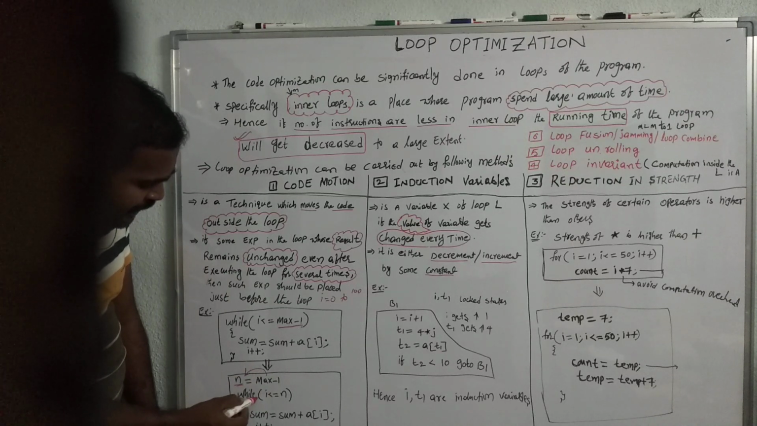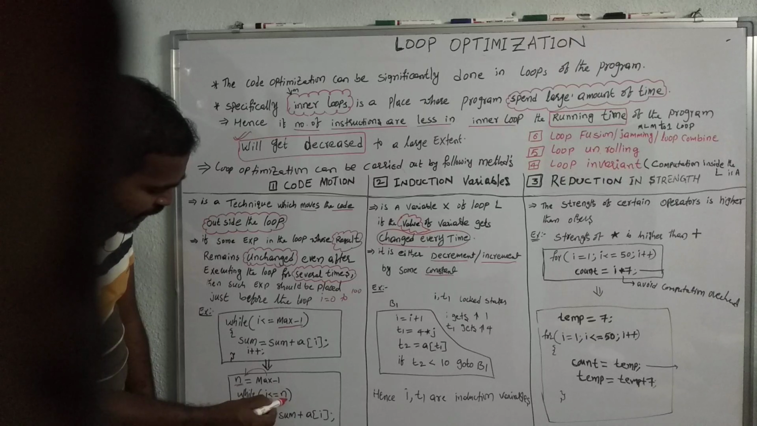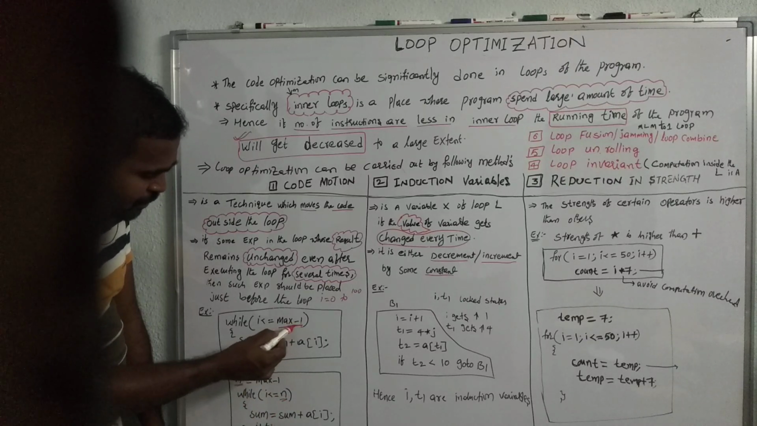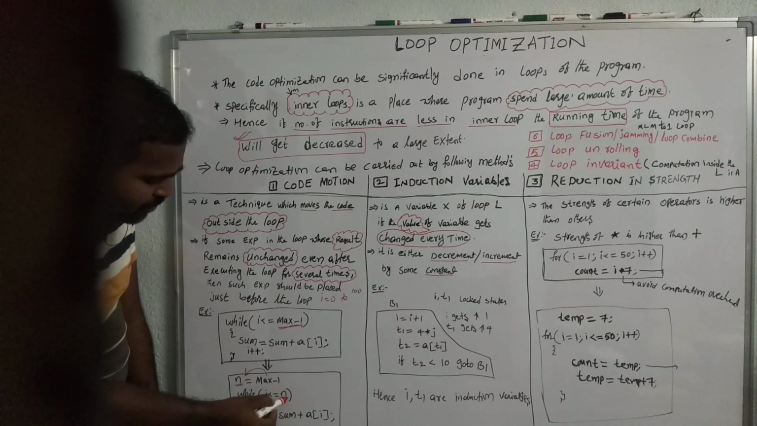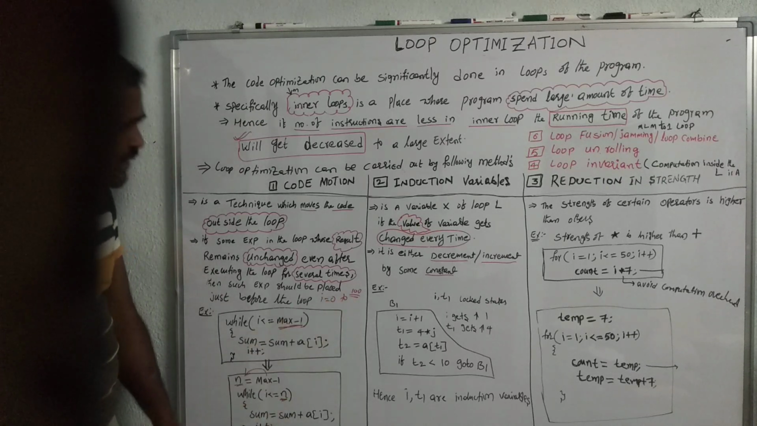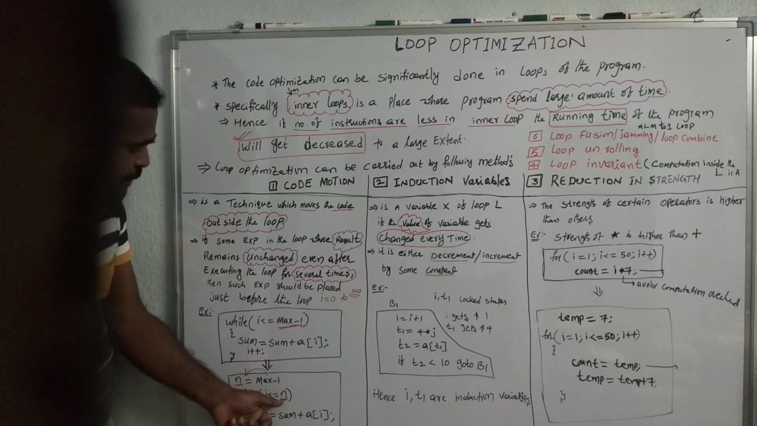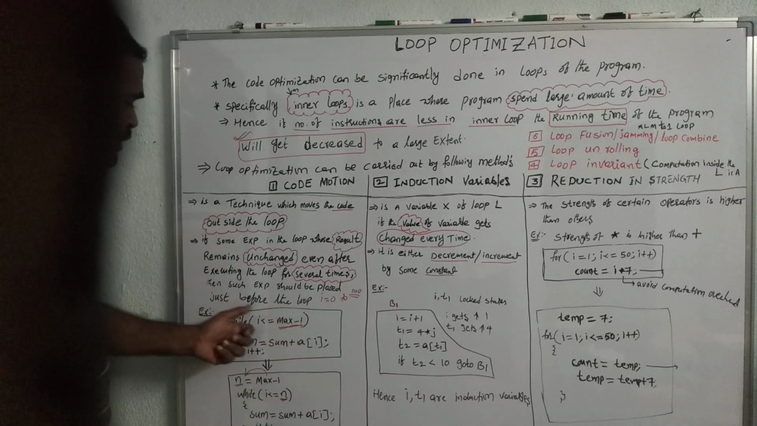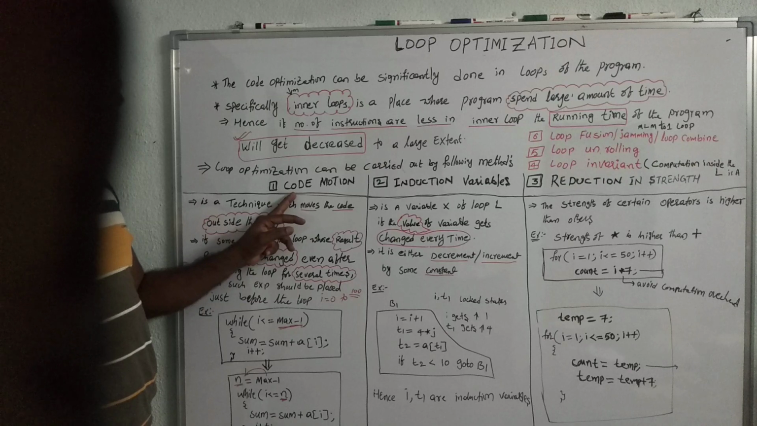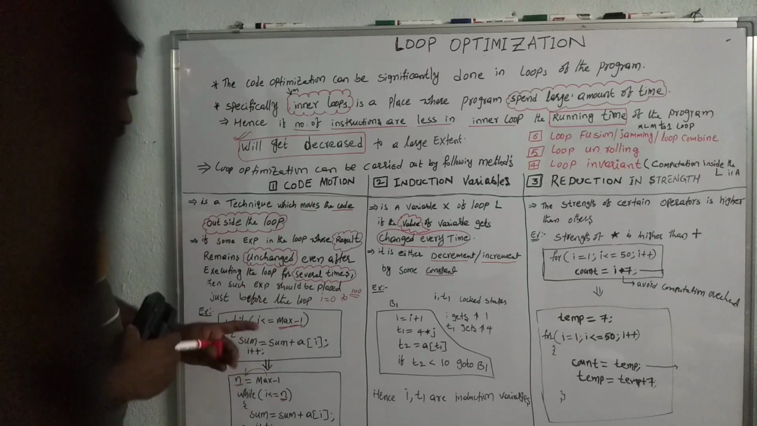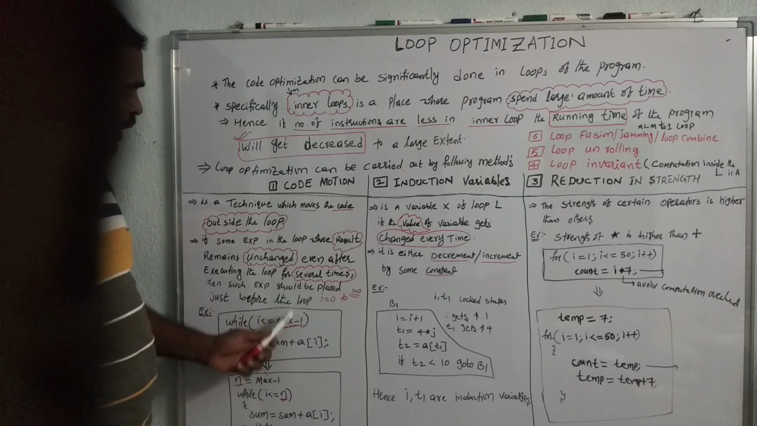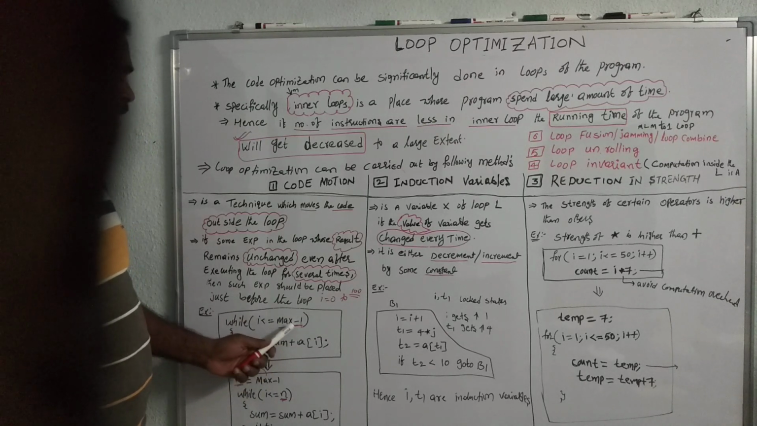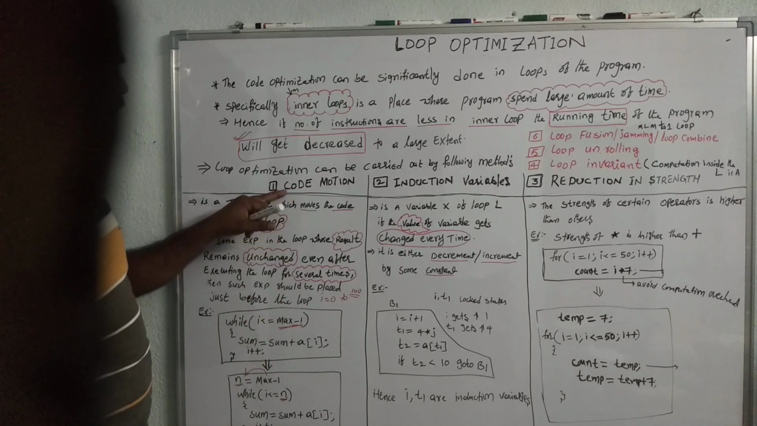Now here, while I is less than or equal to n. So what is the difference? Max minus 1 is assigned to the nth location, so in this case max minus 1 is not calculated 100 times. That is called code motion. Such expressions should be placed just before the loop. So the code motion technique avoids unnecessary calculations in the loop.